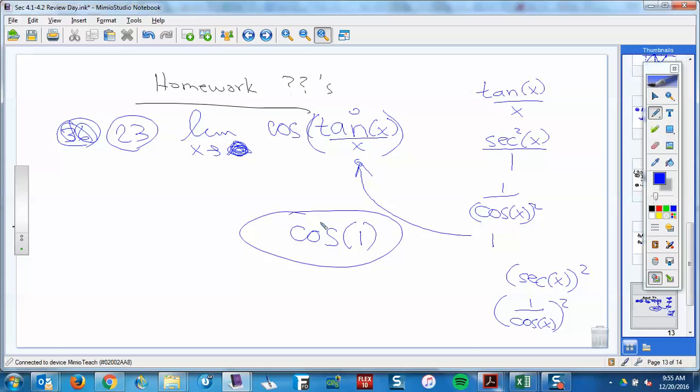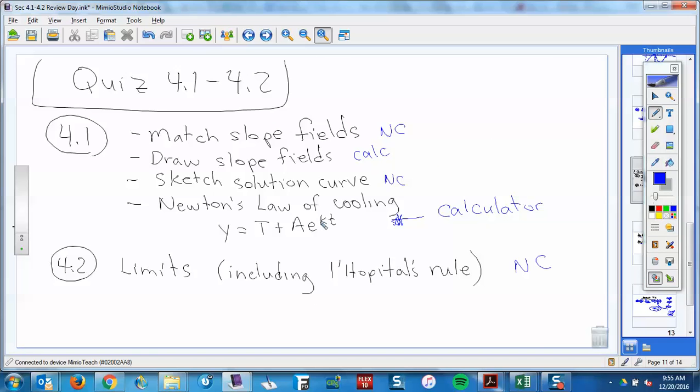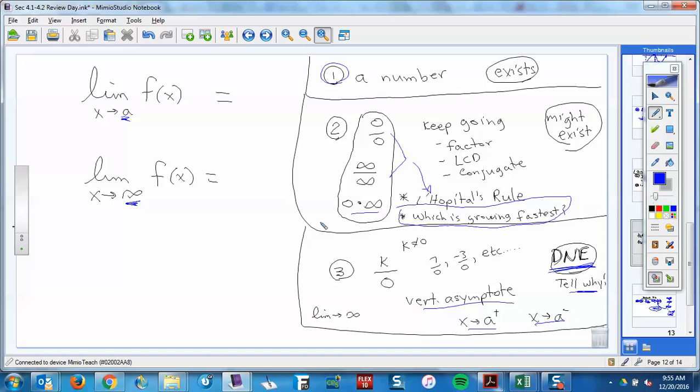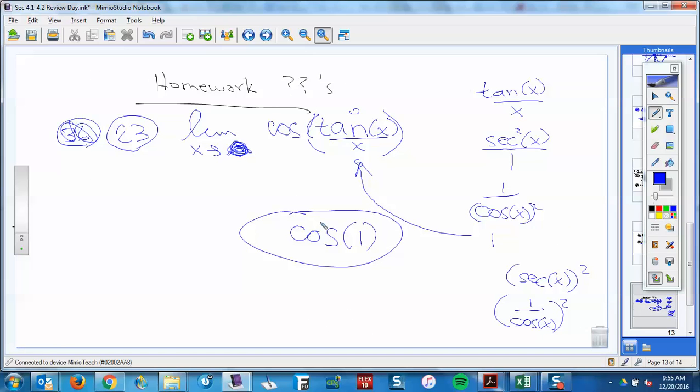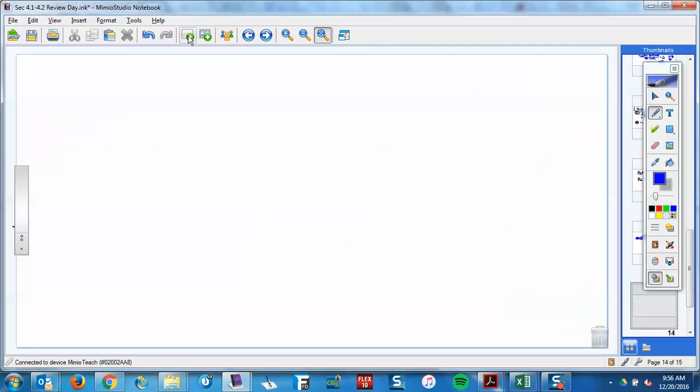You can't just leave it 0 over 0 and then take cosine of 0. 0 over 0 isn't 0. 0 over 0 is indeterminate. It could be anything. That's why we keep going. If it would have just been 0 in there, then we could have done just cosine of 0. But we don't know what 0 over 0 is. Indeterminate. Can't be determined. Keep going.